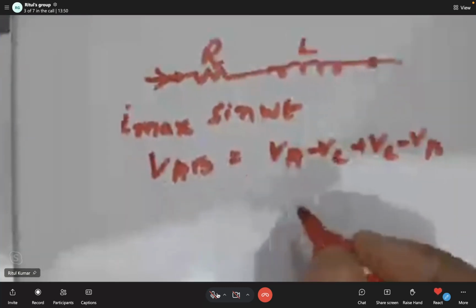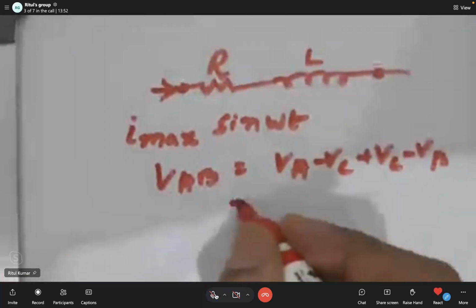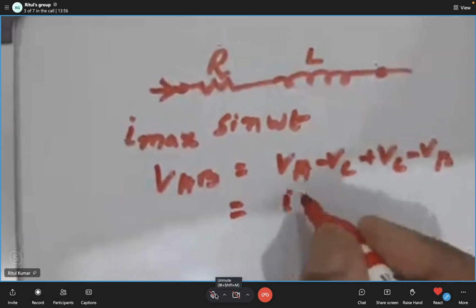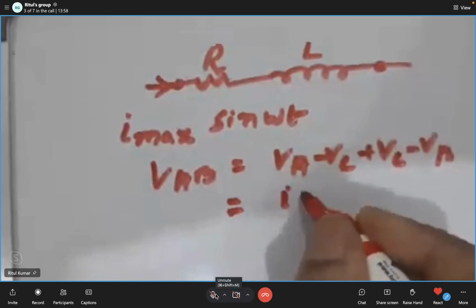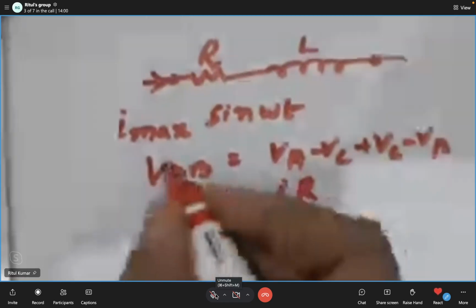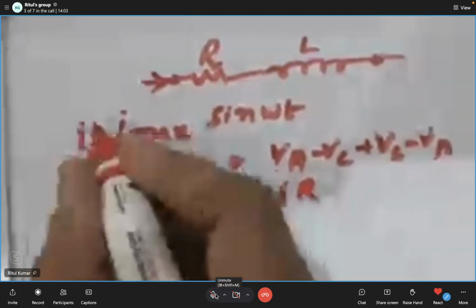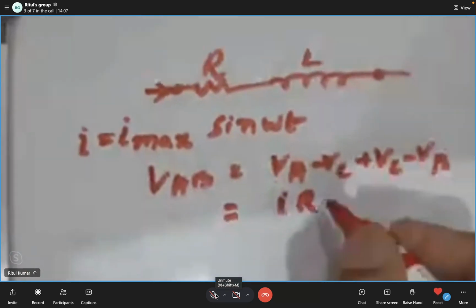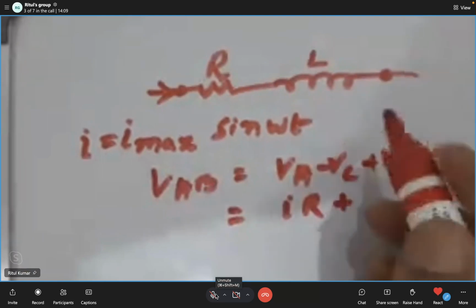Right, dear? Yes, sir. VA minus VC will be how much to us? I, the current, into R. I'm writing it as I here. I is equal to this to me. It's a function of time, of course. IR plus, what do we get for this quantity, dear?